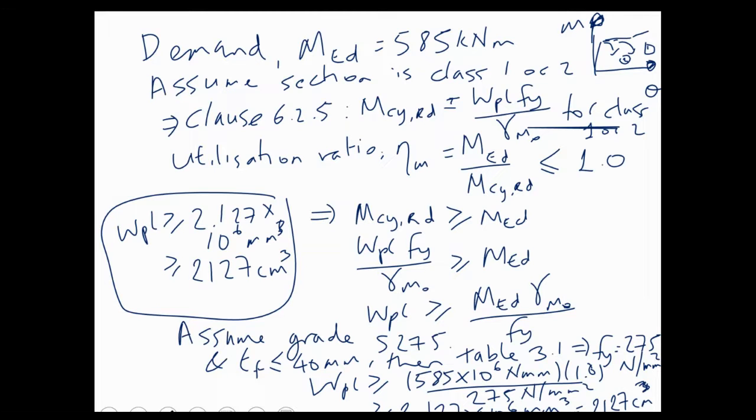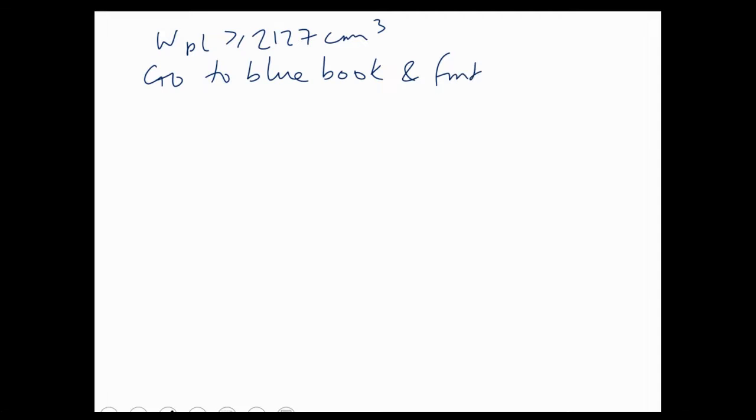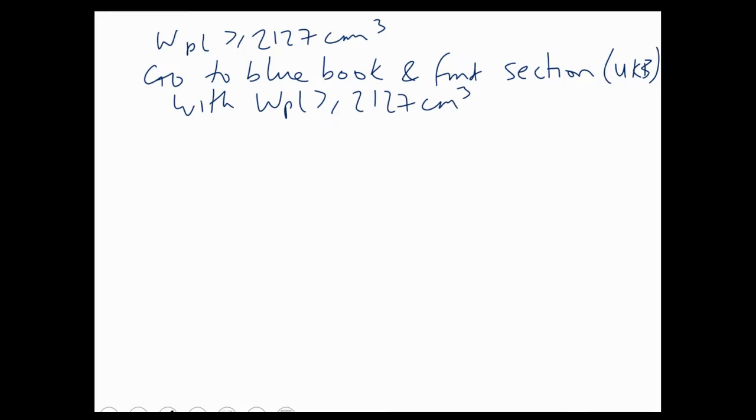Okay, so I need to pick a section where the plastic modulus is greater than or equal to 2.127 centimeters cubed. So then I go to the blue book and find a section, which is a UKB because that's what I've been told to use, with WPL greater than or equal to 2.127 centimeters cubed.